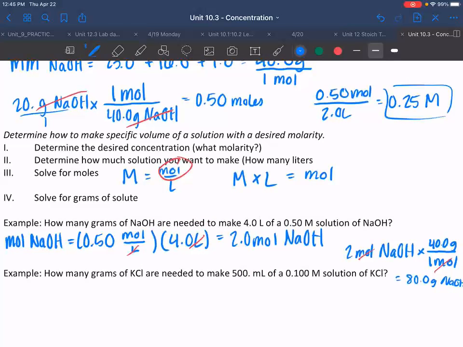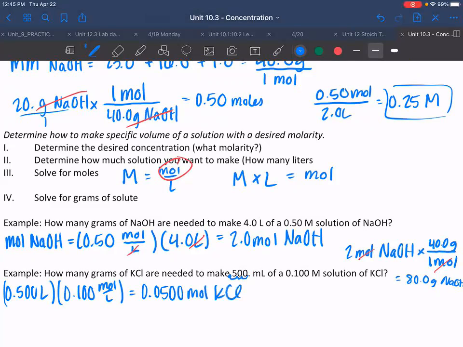So like I said, you could set it up nicely, or we could just move the decimal 3 places to the left and show that we have 0.500 liters. And we're going to multiply that by our concentration of 0.100 moles per liter. That gives us our moles of KCl, which end up being 0.0500 moles of KCl.